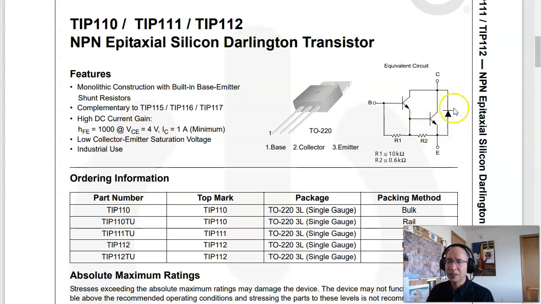In addition, there's the flyback diode right here. If you put it in the circuit backwards, this will short out the transistor. So you've got to get the collector on the high side, emitter on the low side.